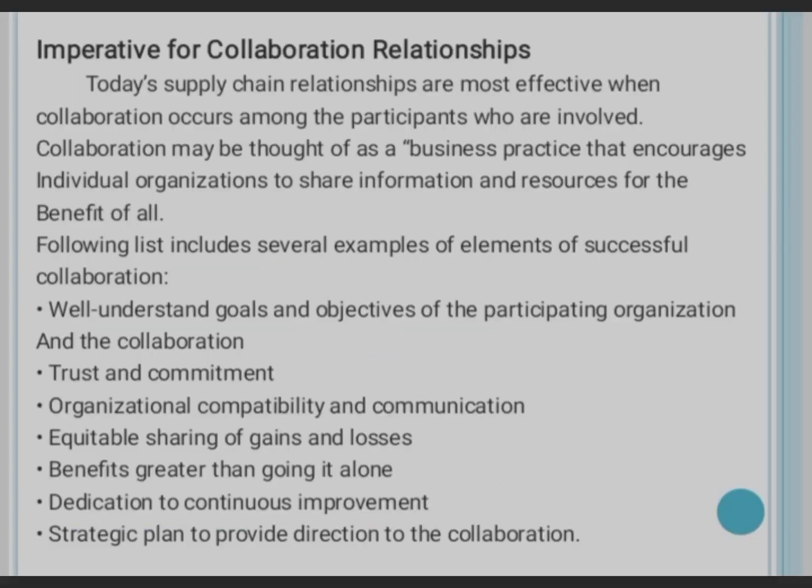Next, imperative for collaboration relationships. Today, supply chain relationships are most effective when collaboration occurs among the participants who are involved. Collaboration may be viewed as a business factor that encourages individual organizations to share ideas and resources for the benefit of all. The following list includes several examples of elements of successful collaboration. Number one is well-understood goals and objectives of the participating organizations and the collaboration. Next, trust and commitment. Next, organizational compatibility and communication.